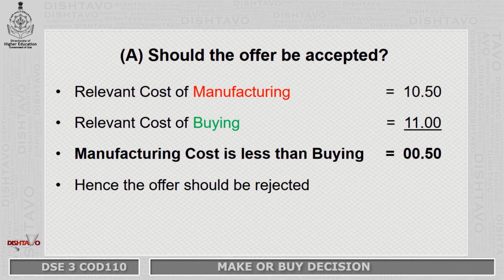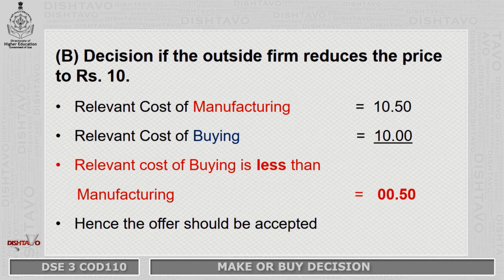Then, should the offer be accepted? This was the first question. In this case relevant cost of manufacturing is 10.50, whereas relevant cost of buying is 11. So, manufacturing cost is less than buying by 50 paise, hence the offer should be rejected and we should be manufacturing the product. The second question was, decision if the outside firm reduces the price to rupees 10. In this case relevant cost of manufacturing was 10.50, relevant cost of buying, now he is offering at 10, is less than manufacturing by 50 paise. So, hence the offer should be accepted.